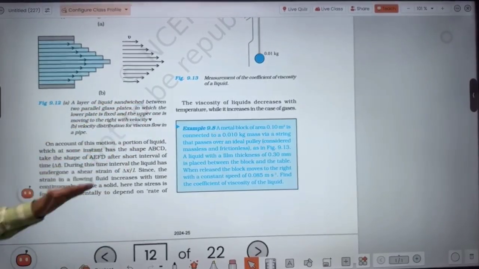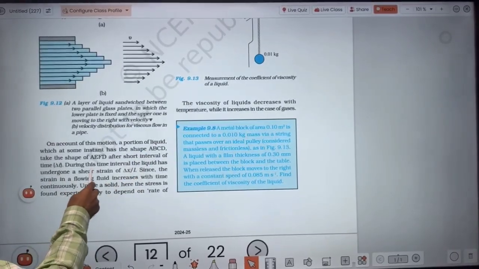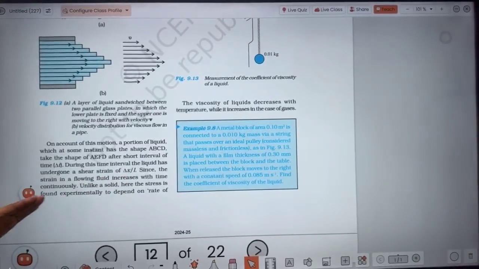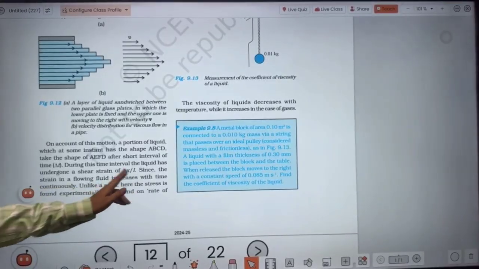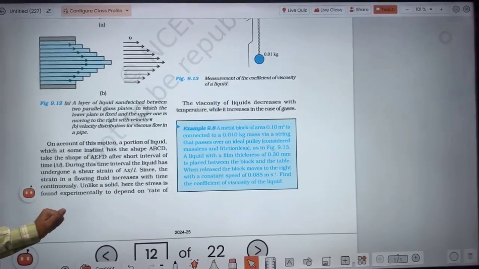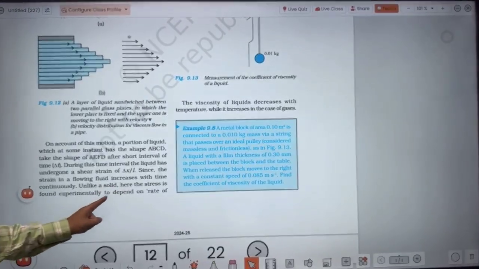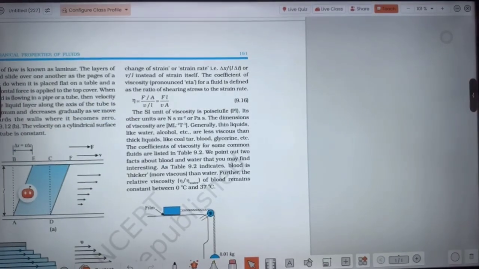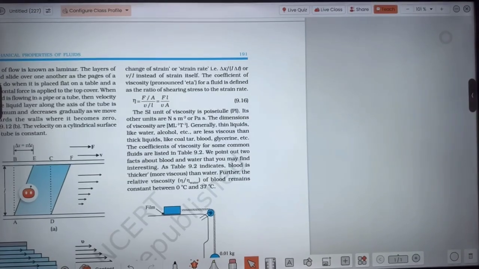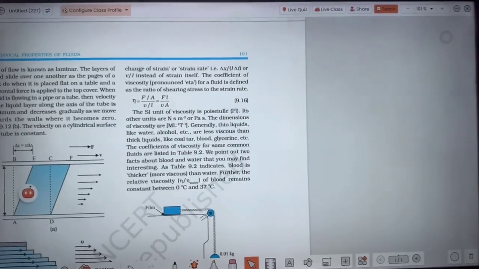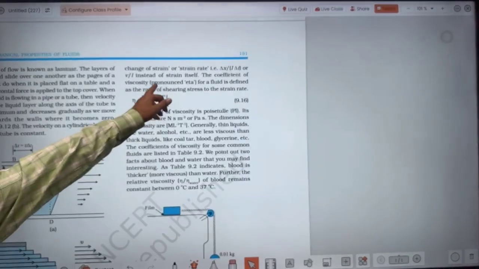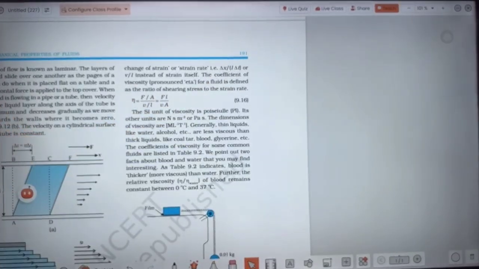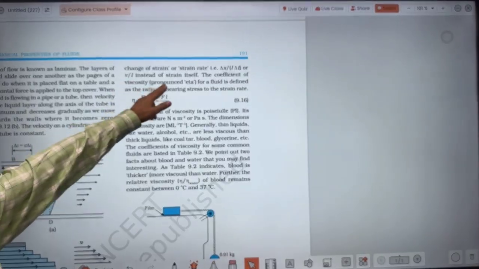In the beginning it was like this, but because of frictional force it will be pushed after a short interval of time. During this time interval, the liquid has undergone a shear strain of delta x by L. You have studied what is shear strain: deformation produced divided by original size. Since the strain in a flowing fluid increases with time continuously, unlike a solid, here the stress is found experimentally to depend on the rate of change of strain. Earlier it was just delta x upon L, but here it is not limited to that because it keeps on changing, so it becomes strain rate. So delta x upon L delta t, or delta x upon delta t becomes velocity, so we can write v upon L instead of strain rate.